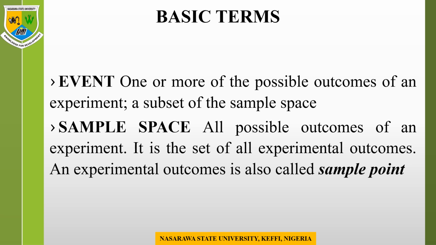The next term that we have is sample space. It is all possible outcomes of an experiment, the set of all experimental outcomes. An experimental outcome is also called a sample point. So the total of the outcomes that may likely occur after tossing the coin is regarded as the sample space. For example, if you toss a coin, it has how many sides? 2 sides, either head or tail. Those 2 sides are regarded as the sample space. And if you roll a die, it may be one of the 6 sides, so 1 to 6 is regarded as the sample space.